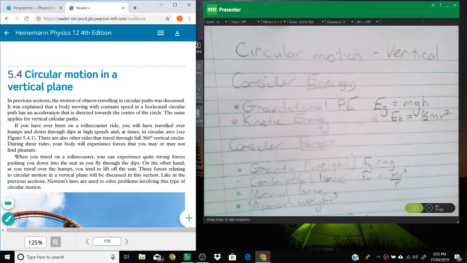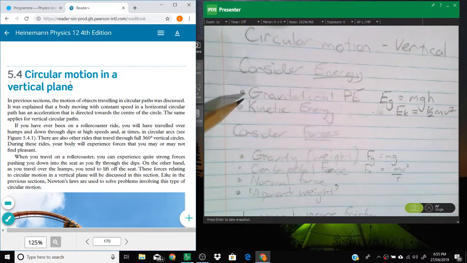All right, so this is going to be the last video I'm going to do in this holiday series. So we're going to have a look at circular motion in a vertical plane. Now, there's not a lot of new information, but there's a lot of old information that we need to go over. So I've just written a little summary sheet here.